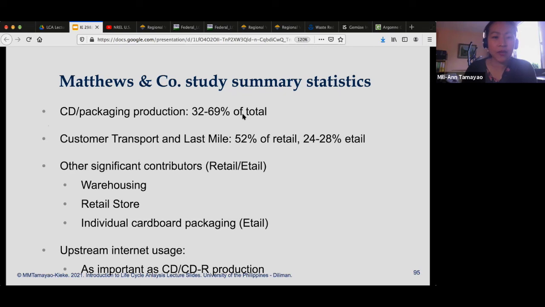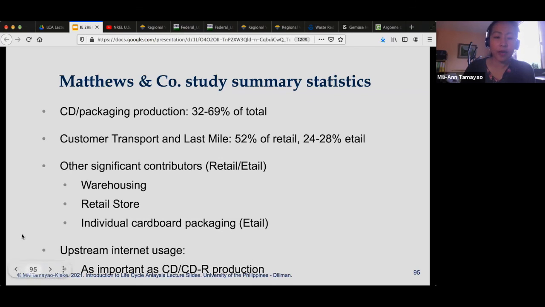For CD or packaging production, it's about 32 to 69% of total. For customer transport and last mile, it's 52% of retail, 24 to 28% of e-tail. And then you have other significant contributors, including warehousing, retail store, and individual cardboard packaging. While for upstream internet usage, it's actually as important as CD or CDR production.